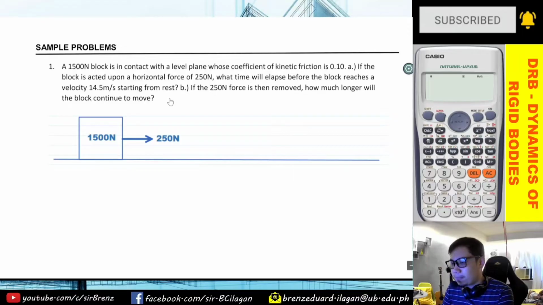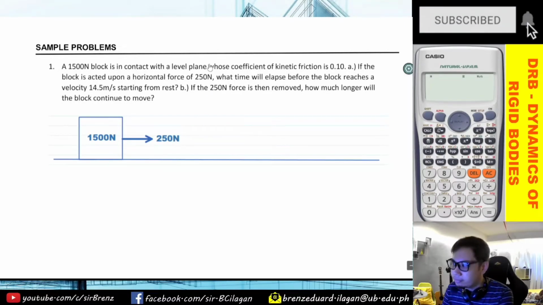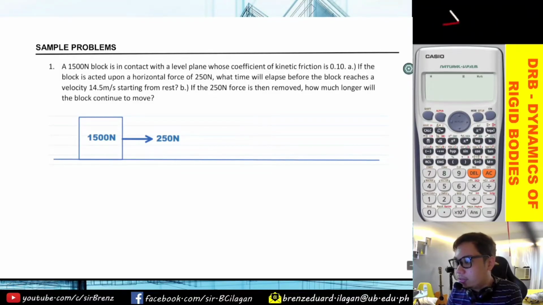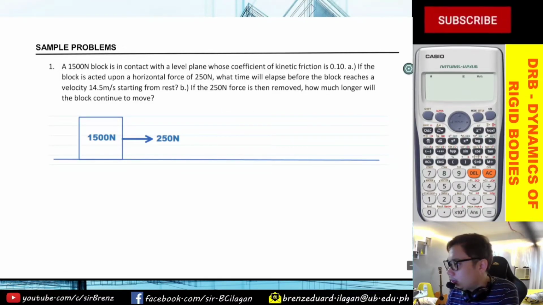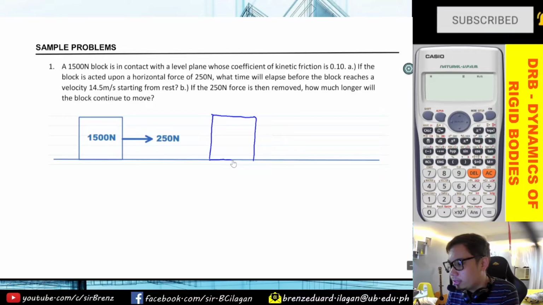Okay. So first, i-drawing muna natin siguro yung free body diagram and i-determine natin yung mga force na magko-contribute sa impulse niya. Okay? So, start. Okay, so first condition under letter A. So, yung block, kapag nag-drawing tayo ng free body diagram, let's just say na when it reaches the 14.5 meters per second na velocity, it will reach this distance.